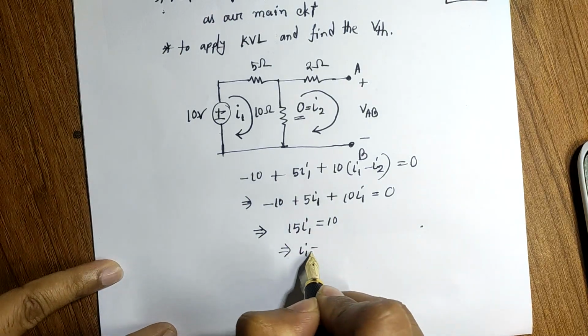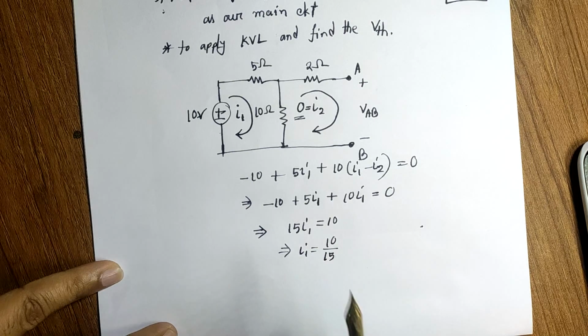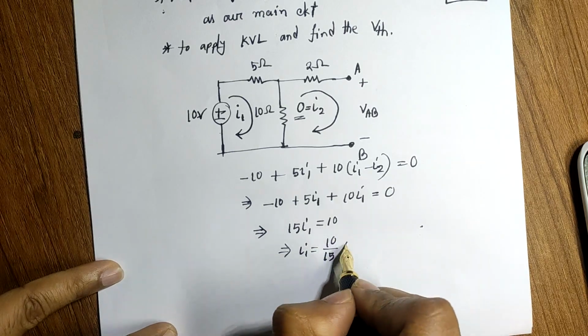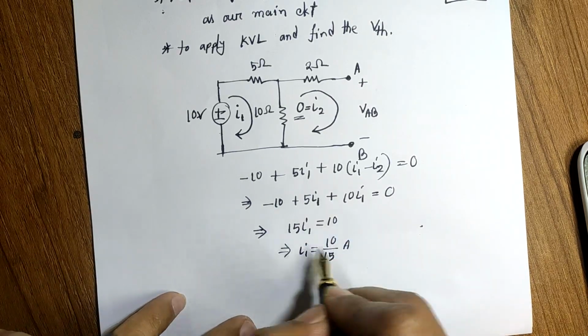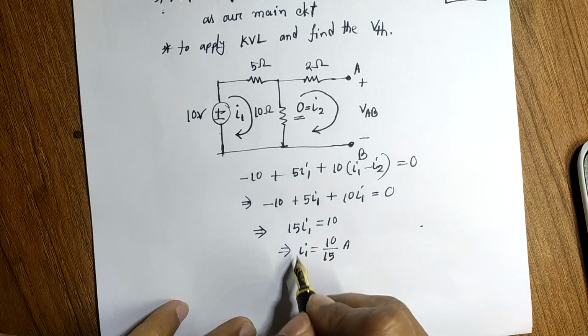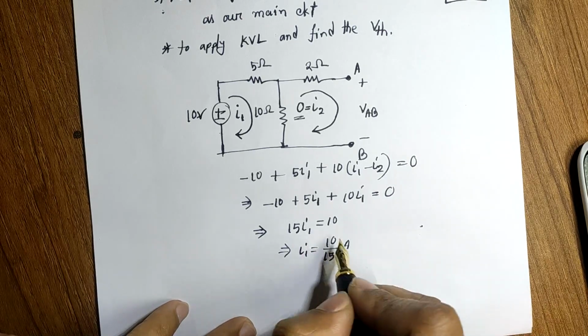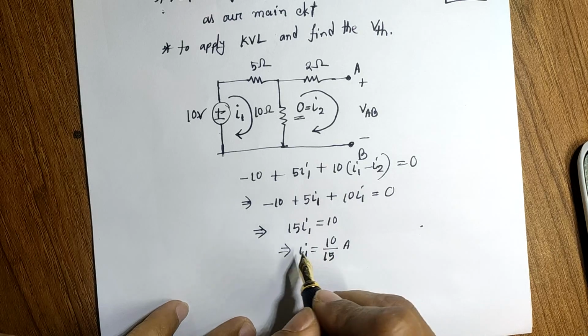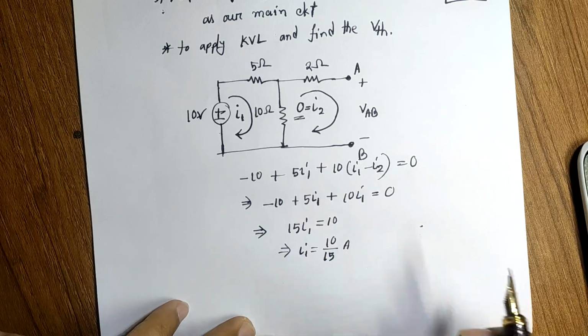Therefore I1 is equal to 10 divided by 15 ampere. You can go forward and find the decimal value of I1, but I will just keep this fraction here.